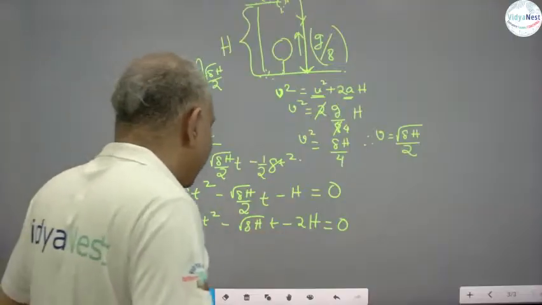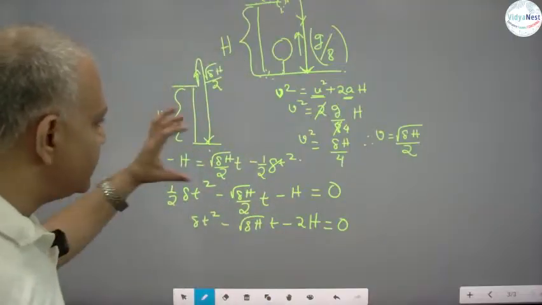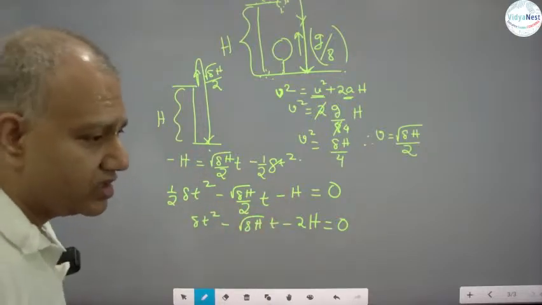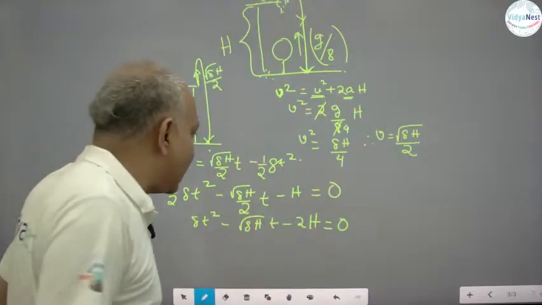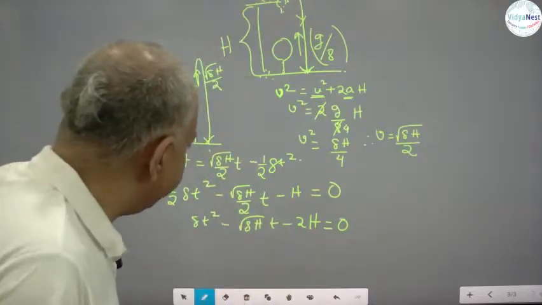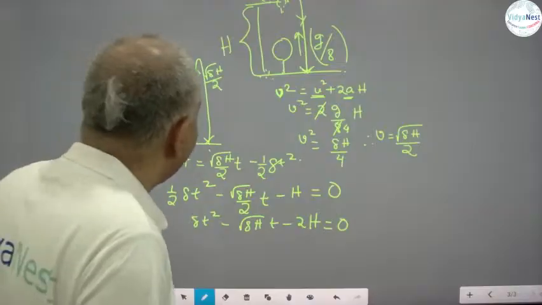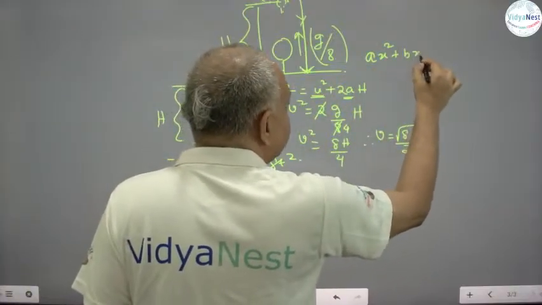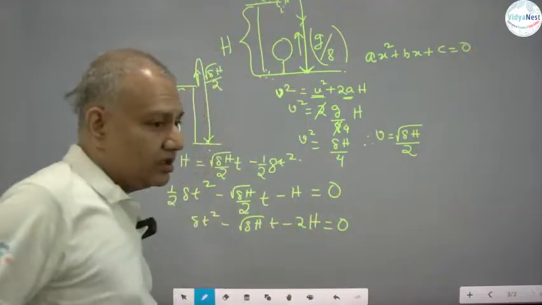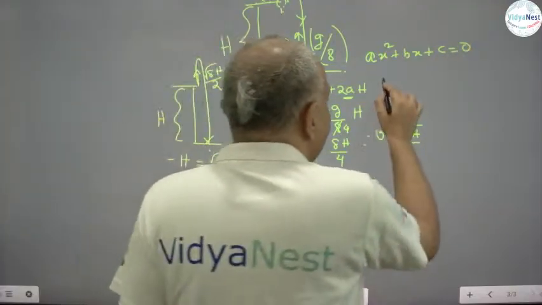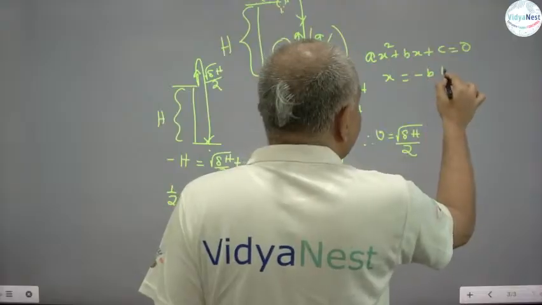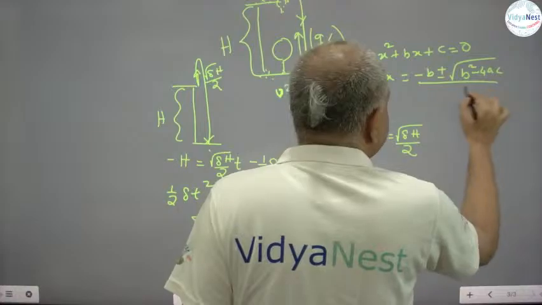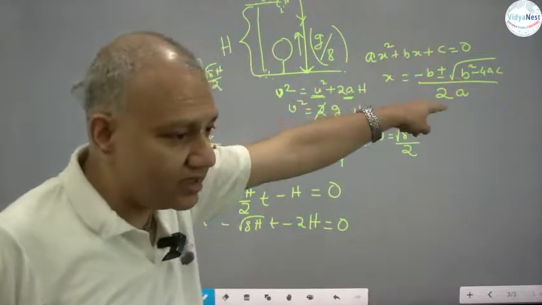We can use Sridharacharya's formula, because we need not think about how to do middle term factorization. We are not going to do so. Simply apply the Sridharacharya formula. What is the Sridharacharya formula? I think you know, for ax square plus bx plus c equal to 0, children, in class 9-10 you have done, x is equal to minus b plus minus root over b square minus 4ac divided by 2a. You know this thing, simple.